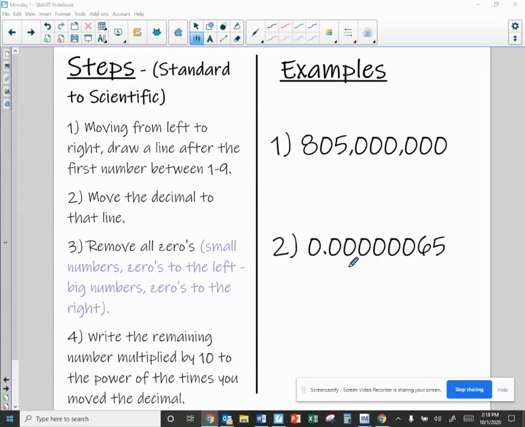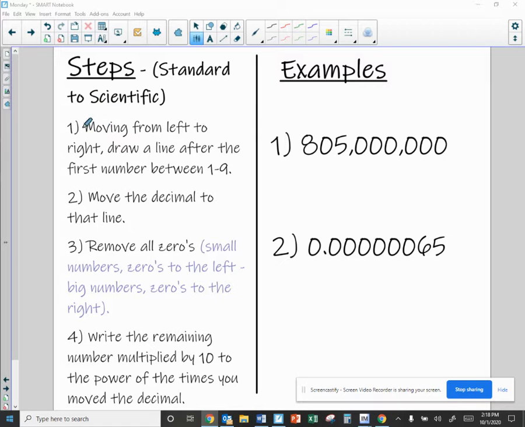Some more on scientific notation, since today our lesson was rushed a little bit. Over here on the left-hand side, I have the steps for how to change a number from standard form to scientific. These numbers are already written in standard form, which means just the numbers you would normally see or write. And we're going to change them to scientific.